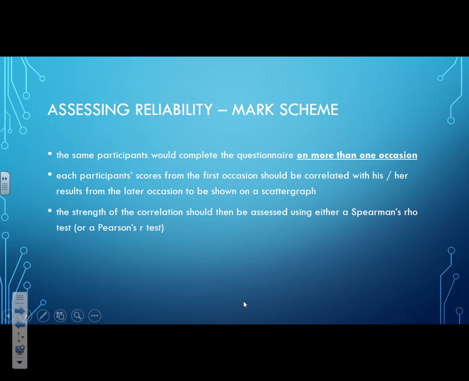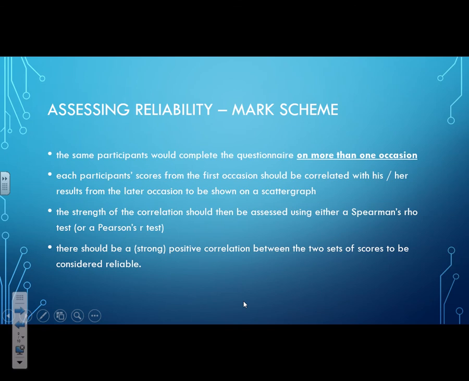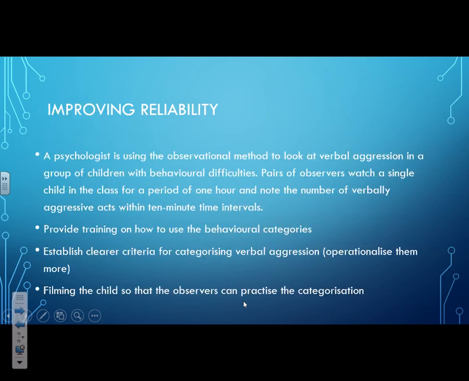The strength of the correlation should be assessed using either Spearman's rho or Pearson's r. Now don't worry too much about those. They are types of statistical tests like the sign test, and we look at them next year, but they are statistical tests to check the significance of a correlation. There should be a strong positive correlation between the two sets of scores to be considered reliable. So that's exactly what was said on a mark scheme, and that is the information that they would want to see. So complete the questionnaire on more than one occasion, correlate them, check the strength of the correlation, and it should be a strong positive correlation.